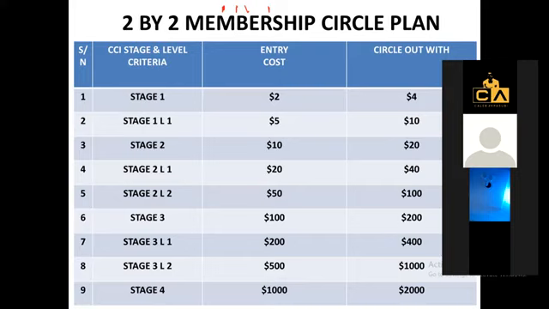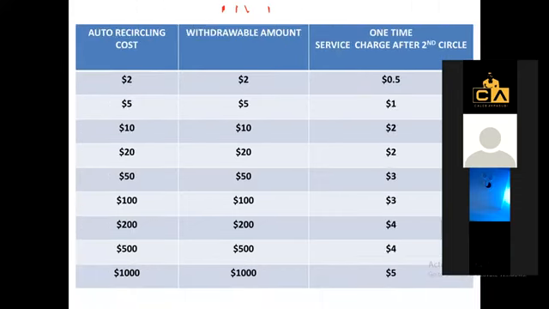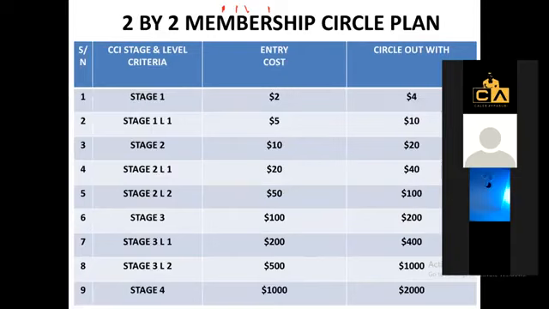Now, for you to join the $5 plan, you must be on stage 1, level 1 and above. The $5 cycle plan is the same process, just that it's $5. You enter with 5, you cycle out with 10, you re-enter with auto recycling $5, then you can withdraw $5. But on your second recycle, you pay a service charge of $1. It's only once you pay that service charge. When you are recycling the third time, you don't have to pay any service charge. The service charge is paid just once for every cycle plan.